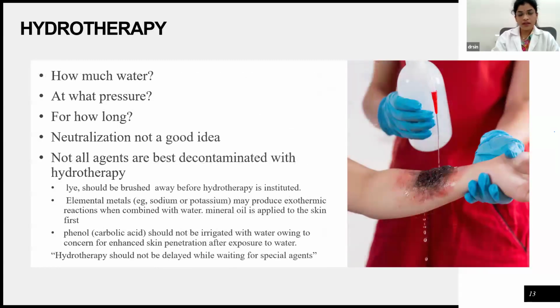Once decontamination is done, the next most important thing that we'll have to do is hydrotherapy. So how much of water is adequate? In a lot of books, we've just seen that it is given as large volume waters, but there are few studies which have come up recently in which they say it is 2 to 3 liters of water that is to be done ideally. And at what pressure? High pressure hydrotherapy is usually controversial because high pressure irrigation usually leads to spillage of the chemical, and even the rescuer is affected in such cases. So gentle pressure hydrotherapy is what is advocated.